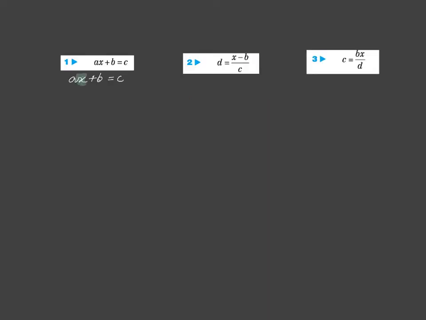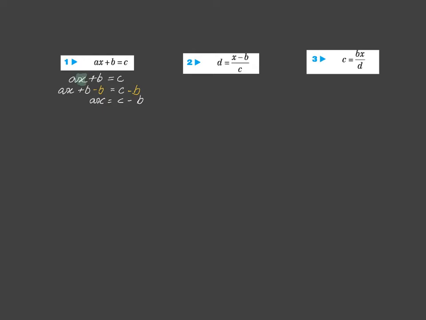In question 1, you have ax plus b is equal to c. You need to make x the subject. The first thing to do is to subtract b from both sides. On the left side, ax plus b minus b. You balance that on the right hand side by having c minus b. On the left side, b minus b gives you 0, and so you're left with ax, and on the right side you've got c minus b.